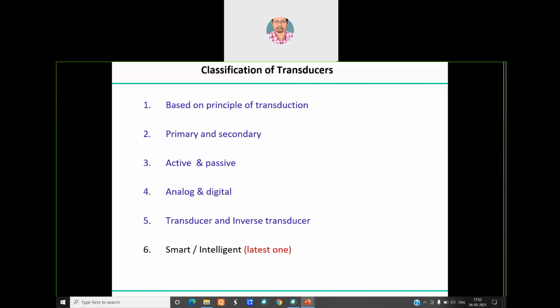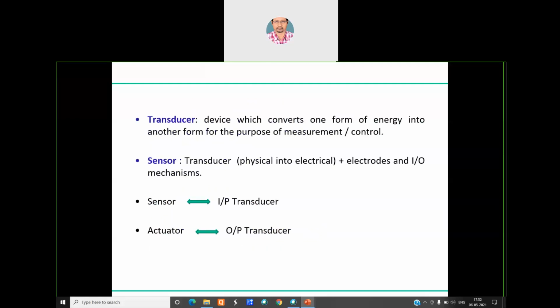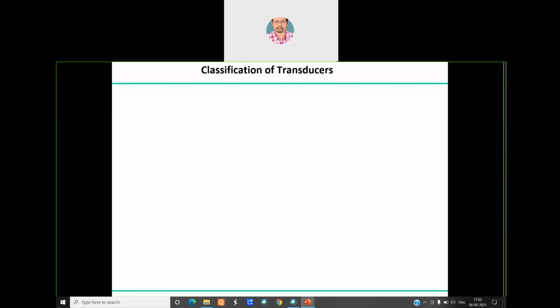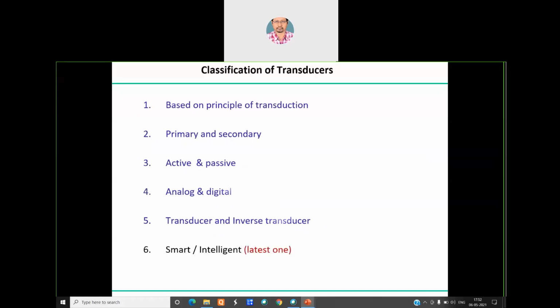Transducers and inverse transducers: this classical definition difference I have already told you. The sensor is by default called the transducer or the input transducer, and the actuator is called the output transducer, or in other words the inverse transducer. It gives you the inversion of the transduction principle. That means normally these kinds of transducers are used to convert the electrical form of energy into the physical.